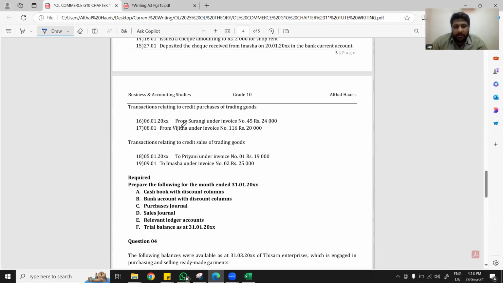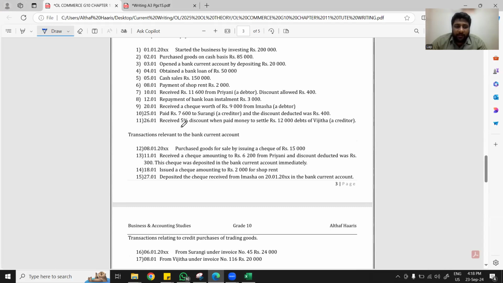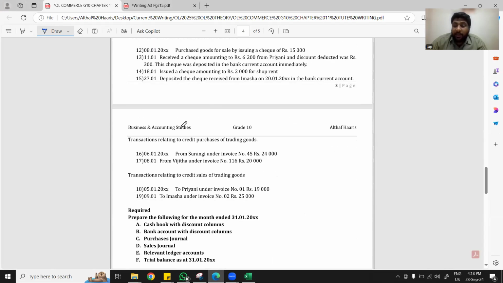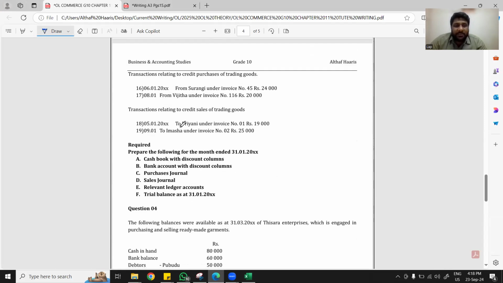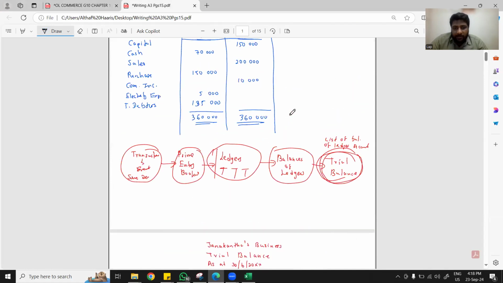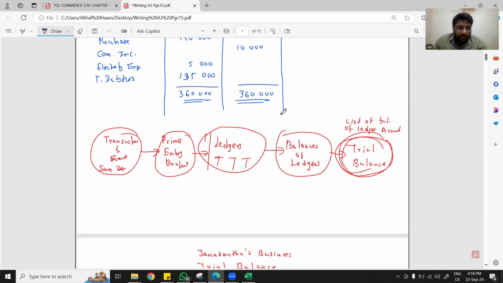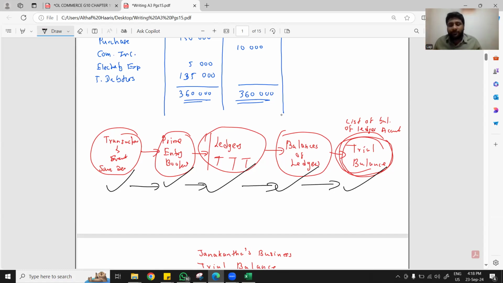Okay. It's a big question, with 90 transactions. It's a huge question. That means we have to do this step, this step, everything. Transactions they have given, first we have to record in the primary books. Then we have to record in the ledger accounts. Then we have to balance them off. Then we have to prepare the trial balance. A huge question.